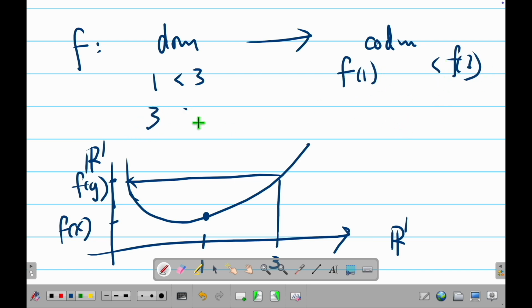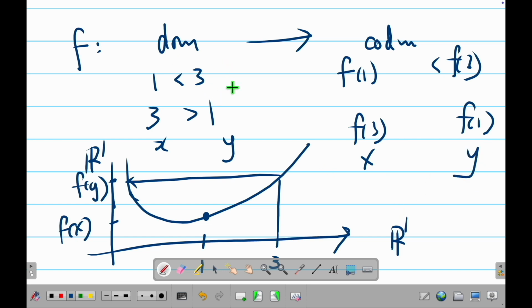Here's what's important. What happens if I have 3 larger than 1? This is my x, this is my y. Then I also have f of 3 larger than f of 1. Right? So in other words, a convex function keeps this sign. Then how do I write this thing mathematically?